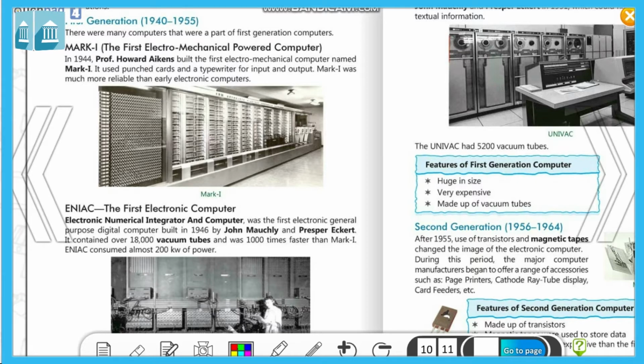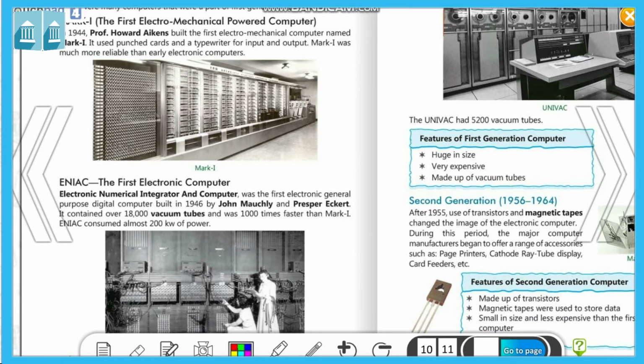Now, another computer of the first generation was ENIAC, the first electronic computer. Mark 1 was the first electromechanical powered computer, but ENIAC was the first electronic computer. ENIAC stands for Electronic Numerical Integrator and Computer; you can underline this full form. What is the full form of ENIAC? Electronic Numerical Integrator and Computer.